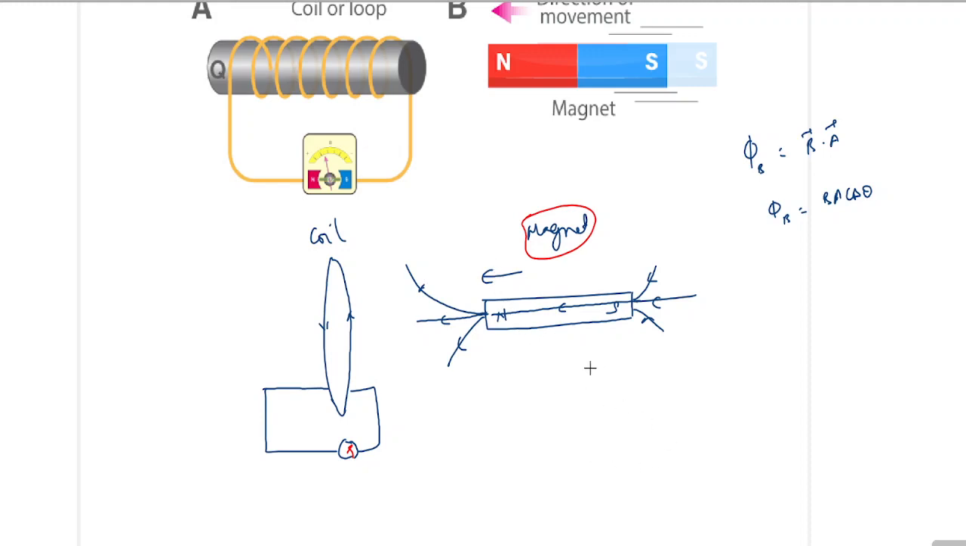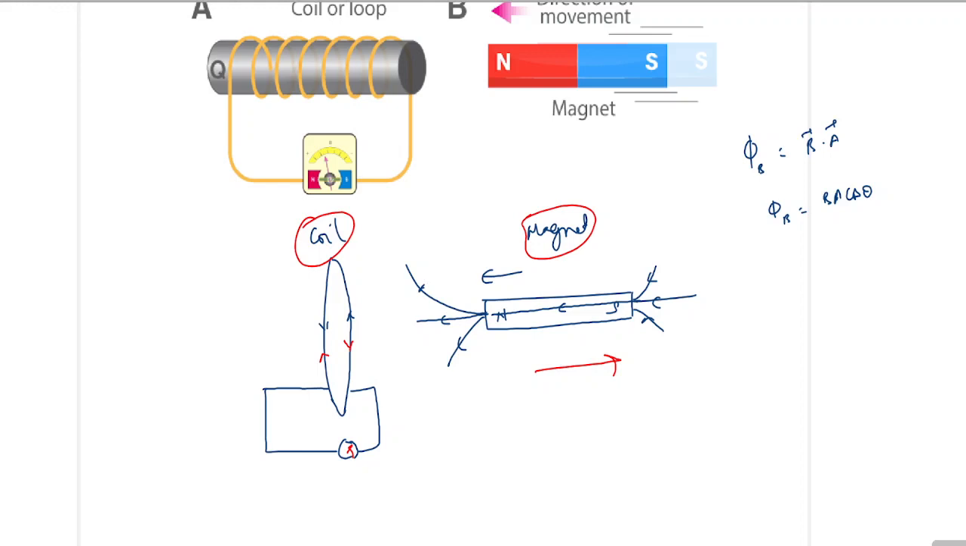Suppose the magnet is pulled away from the coil, then what is seen is that the current reverses direction. In the first case, the current was flowing in the anti-clockwise direction. If the magnet is taken back, then the current will flow in the clockwise direction. Current is reversed. So what is seen from here is, as long as there is relative motion between the coil and the magnet, current exists in the coil.